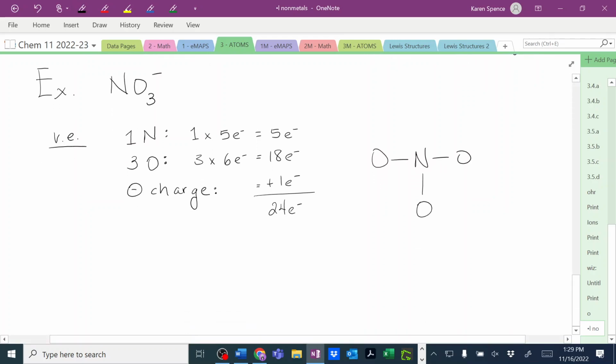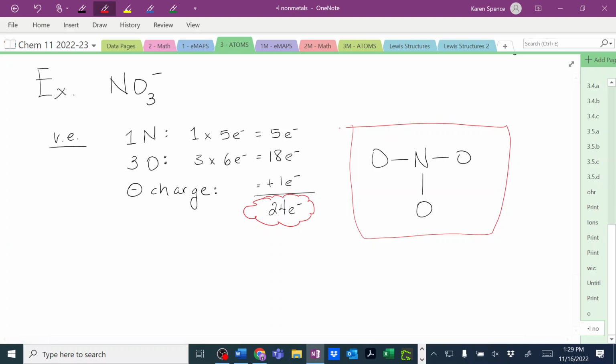So hopefully by this point you've figured out that we have 24 valence electrons. If you didn't get 24, call me over, I'll help you out. And the skeleton structure should look like this. All right, so if you got that far, you're halfway there. That's just the skeleton structure, we're not done yet.